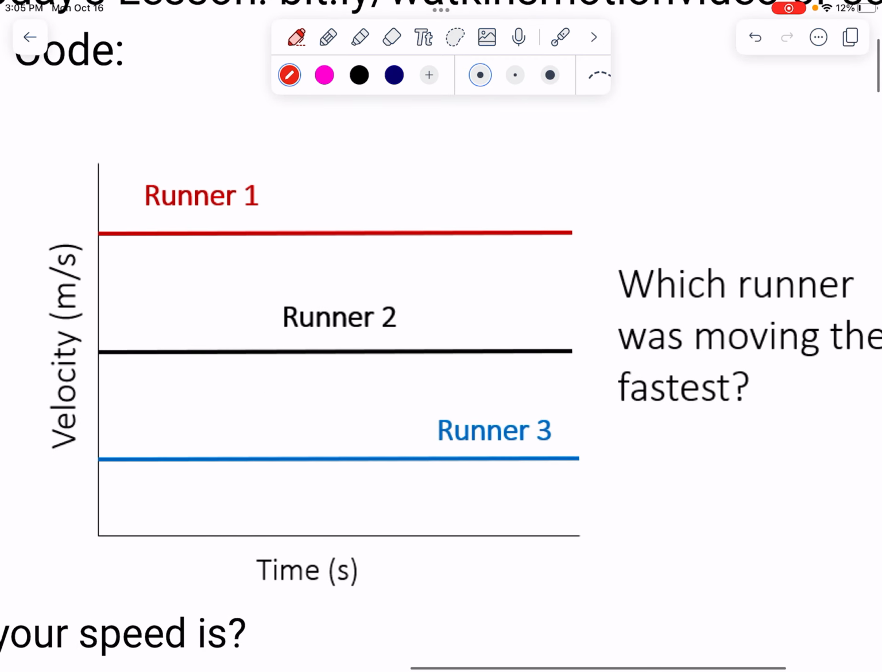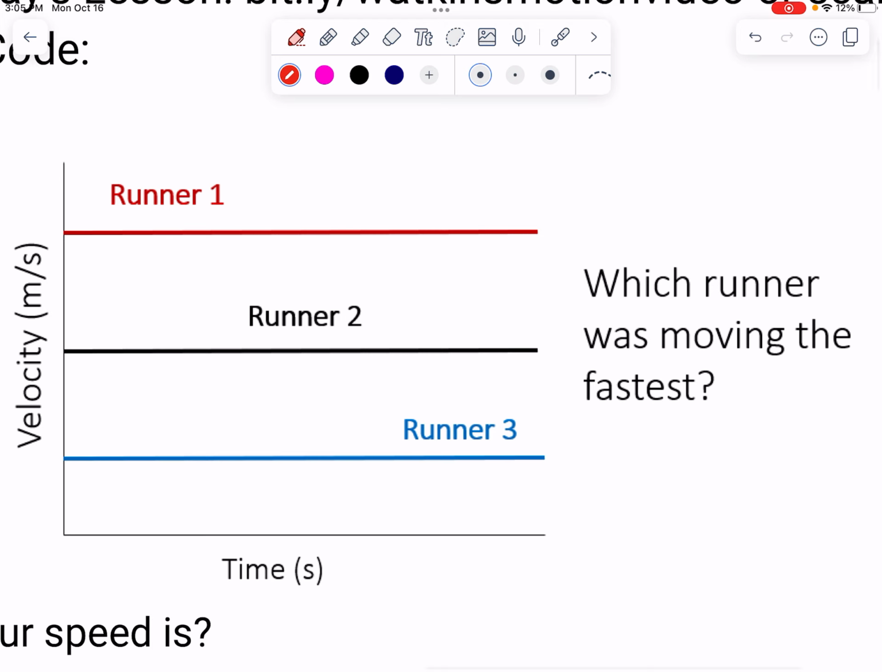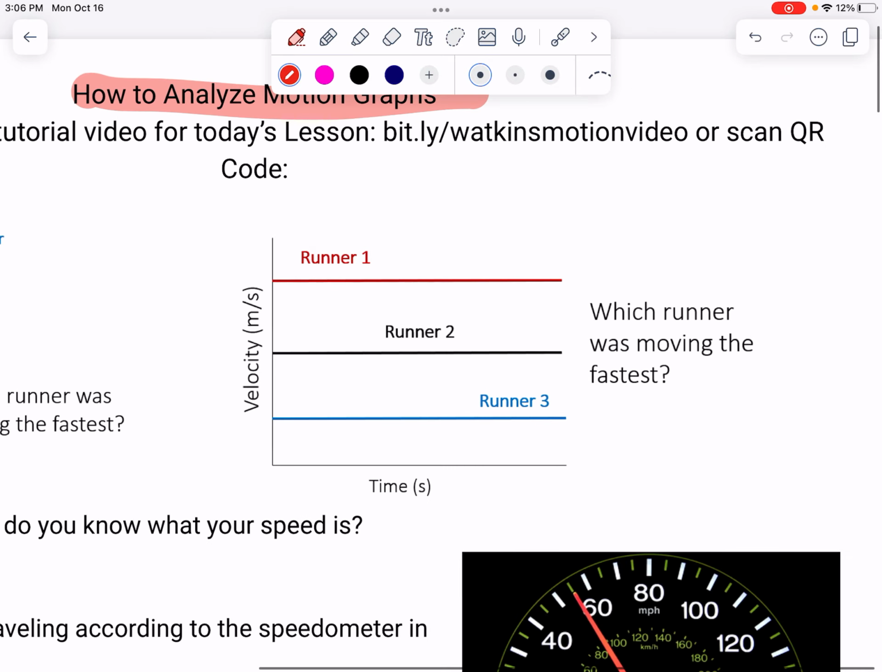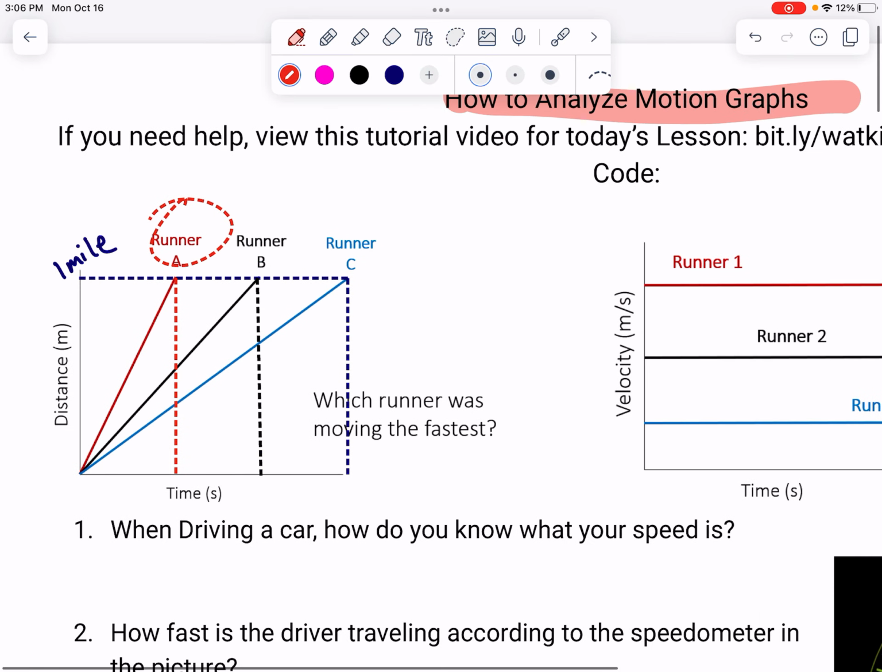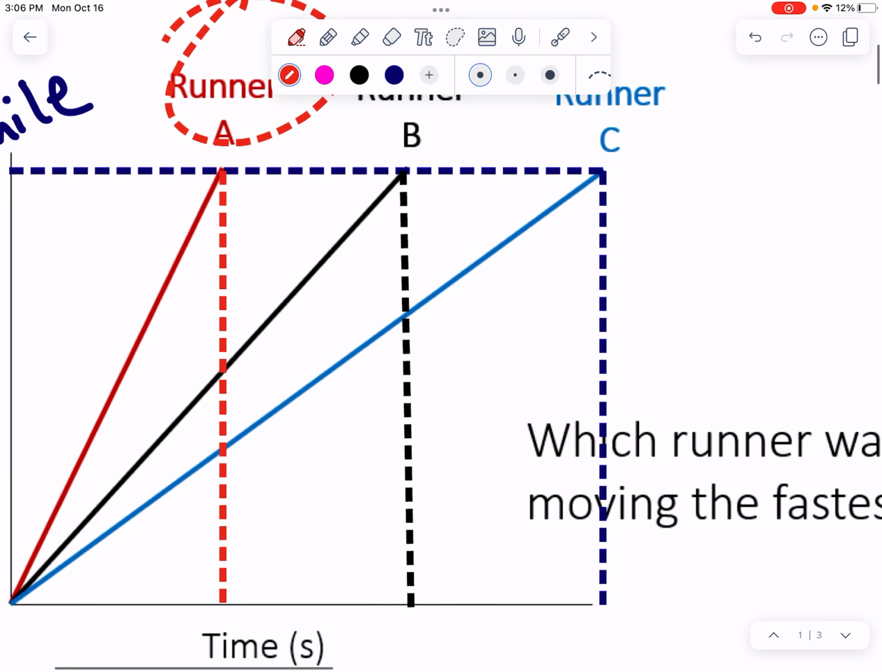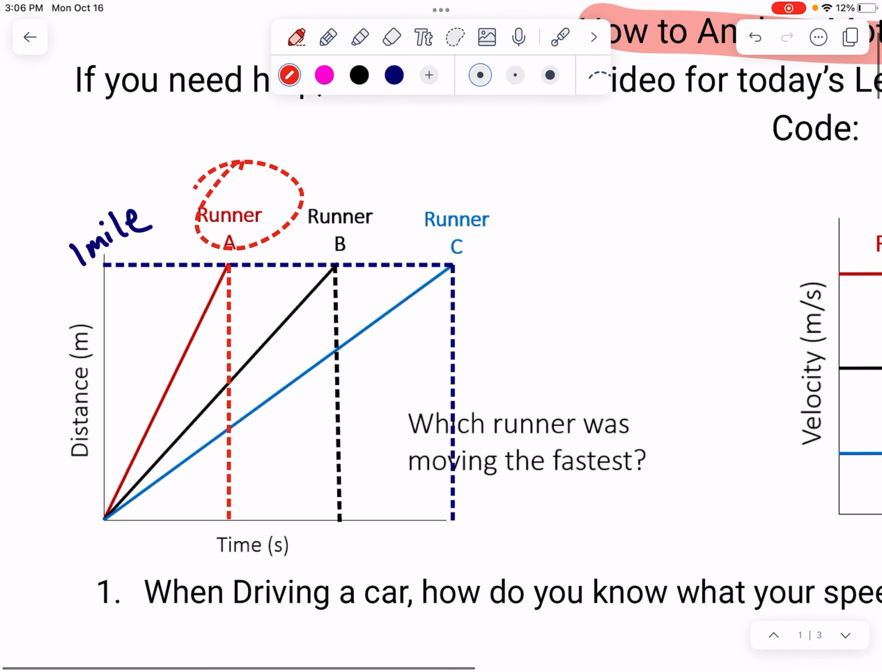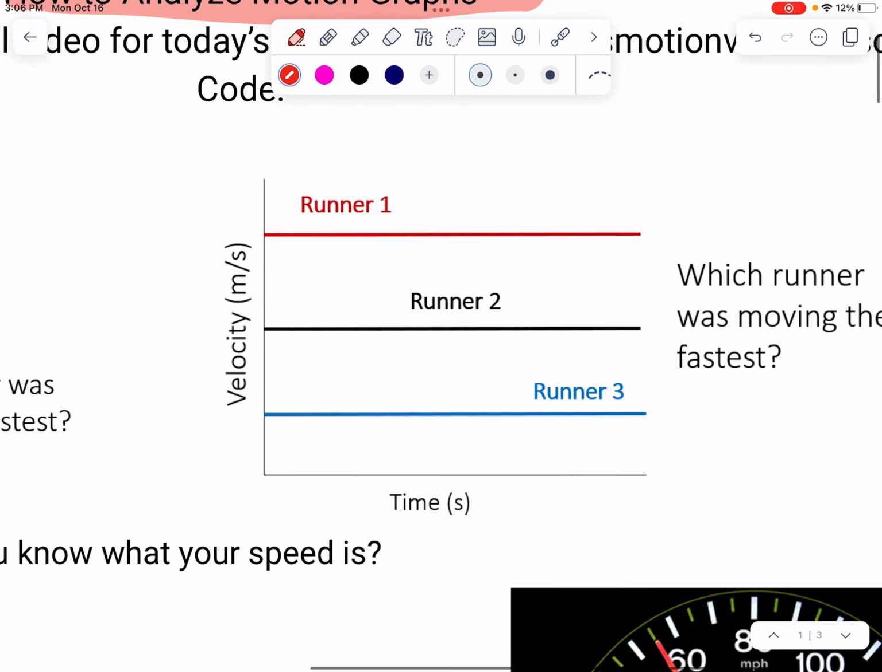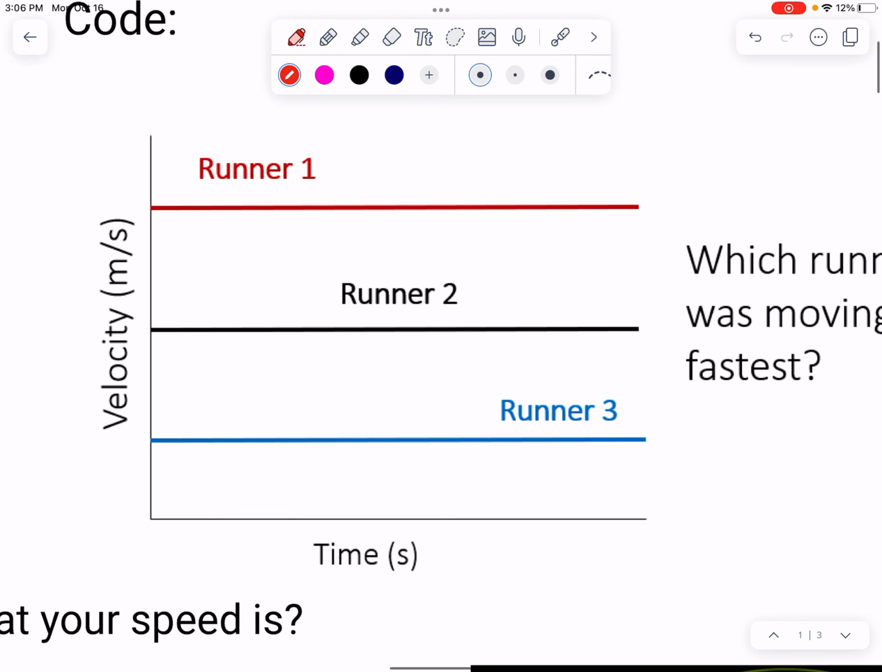But what if our graph is showing velocity versus time on the X and Y? Velocity is kind of like speed, showing how fast each runner is going. If you notice, these lines are different than the lines in this graph. In this graph, we have a linear pattern for each runner. Every second, or every unit of time, the distance is increasing at the same rate. In this case, we have a horizontal pattern.